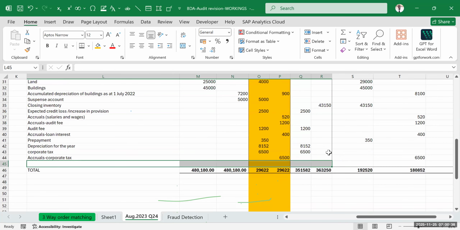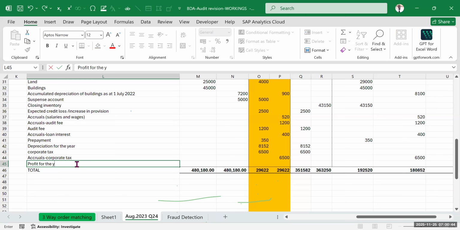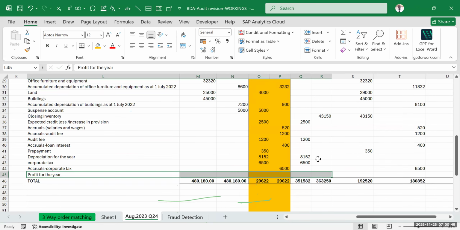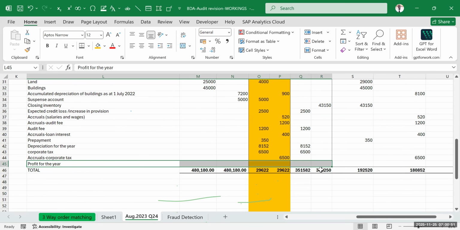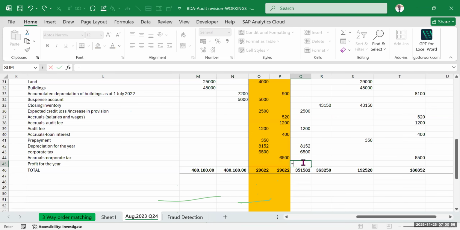Okay. So the balancing figure is profit. I will just call it profit for the year. So profit for the year is the balancing figure, and the balancing figure is the difference between the two. So that profit for the year will be debited. So it is the balance between 363 and 50. I believe you know why I'm typing. I'm not referring to cells. There will be a cross-reference error because it was the same cell also that gave us this total. So if I refer, there will be a cross-reference error, 351, 582. That balancing figure is our profit for the year.